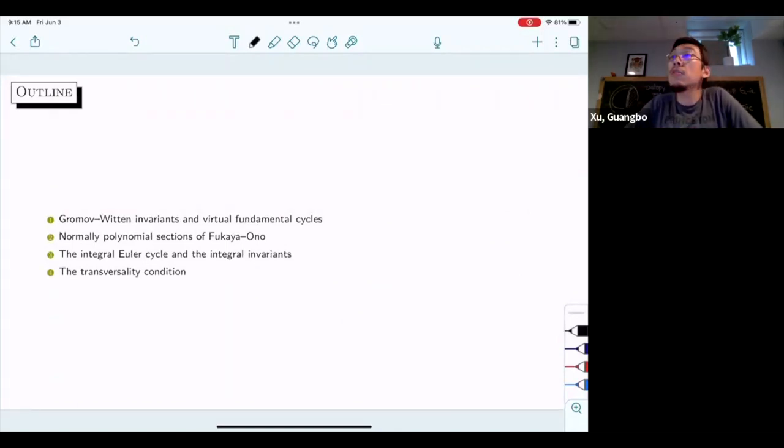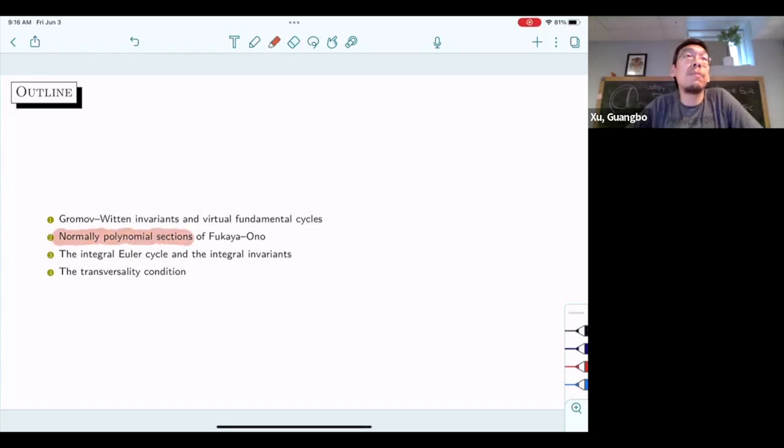I will first review the construction of Gromov-Witten invariants in symplectic geometry, especially the role of virtual fundamental cycles. In the second part, I will introduce the idea of Fukaya and Ono, who proposed to use a particular kind of perturbation scheme called a normally polynomial perturbation to define integer counts of curves for general symplectic manifolds. In part three, I will discuss what we actually did in realizing Fukaya-Ono's idea at the level of differential topology. As an application, we constructed these integer-valued counts of curves in genus zero.